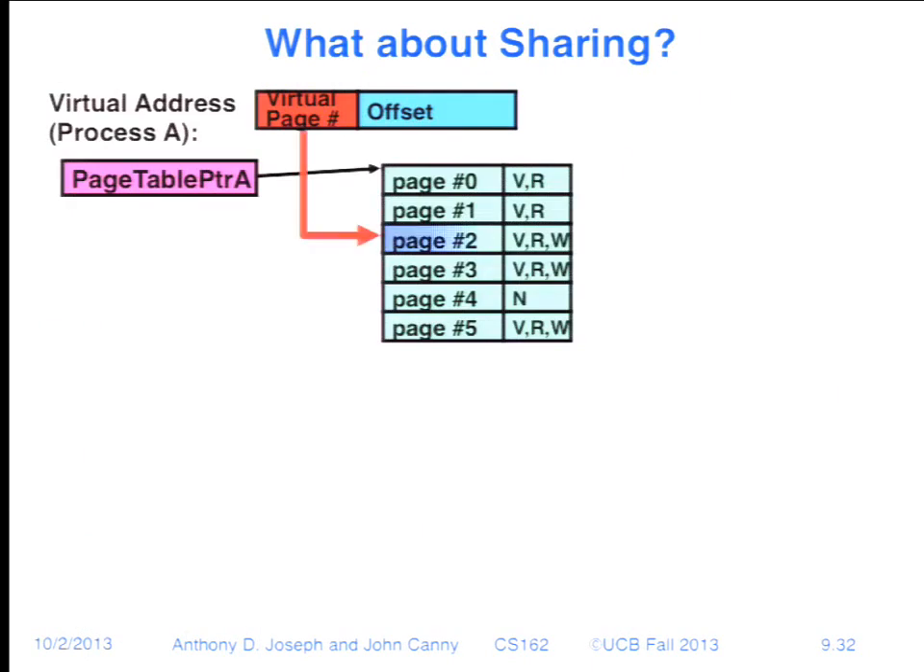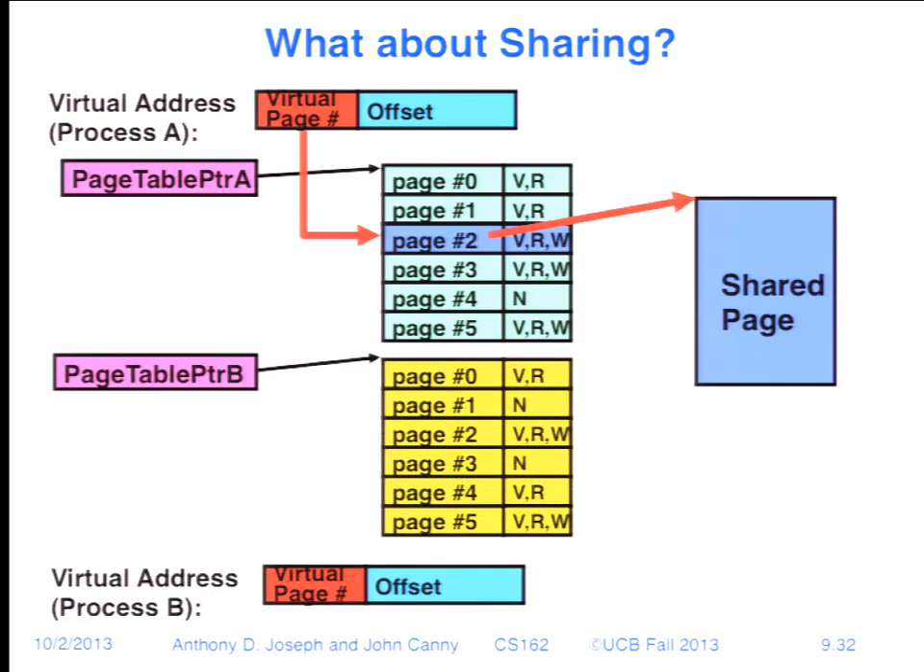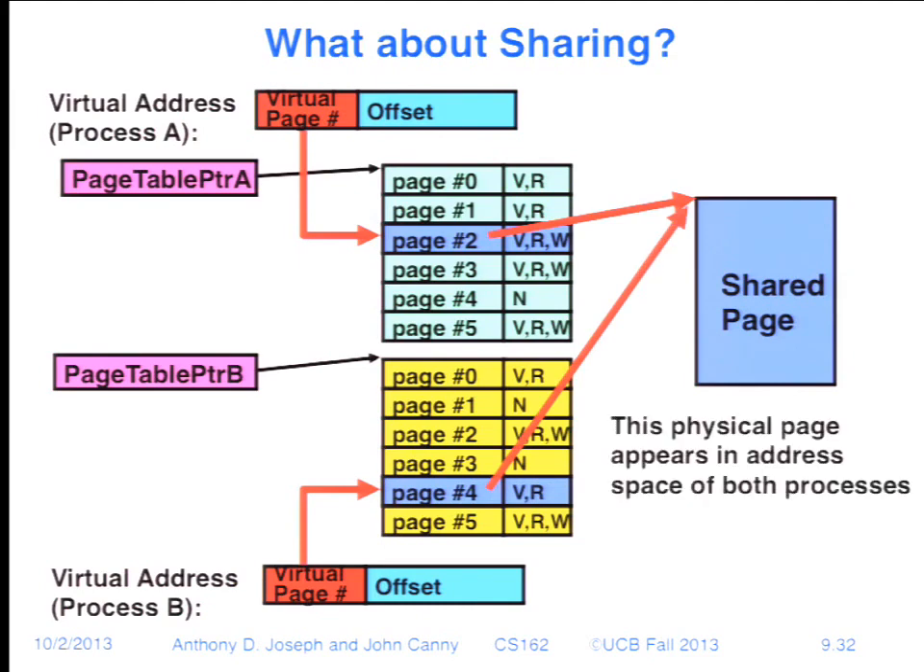Okay, now this approach does allow us to share memory if we have a couple of processes, each with distinct page tables. The actual physical page addresses can be shared, and that gives us a way for the two processes to access either shared constant memory or shared data memory if they're going to communicate.